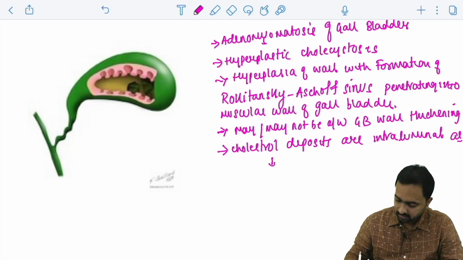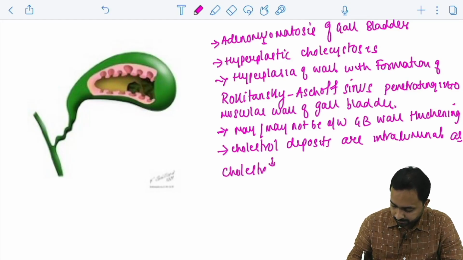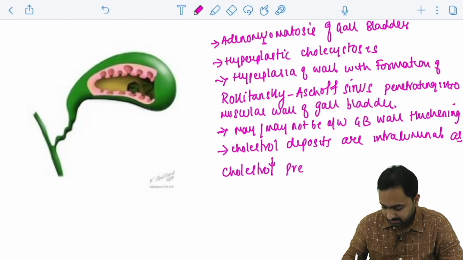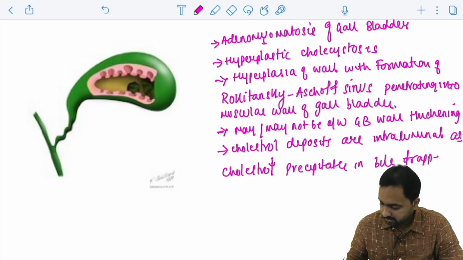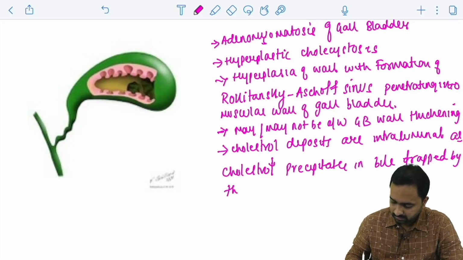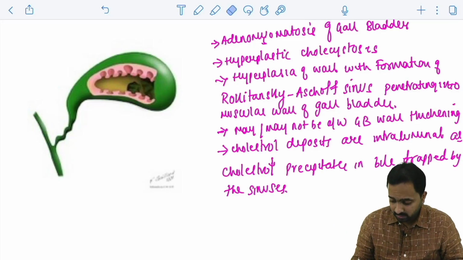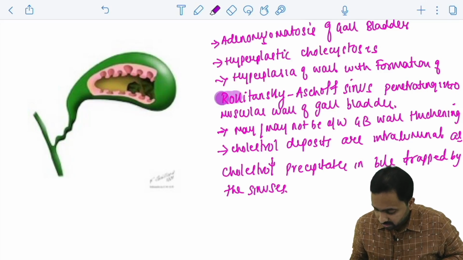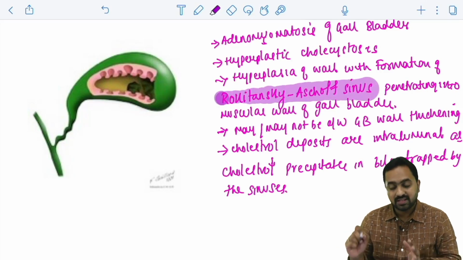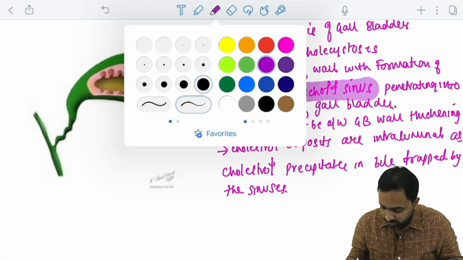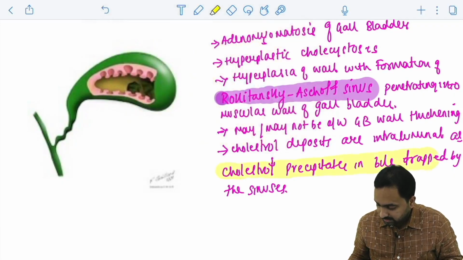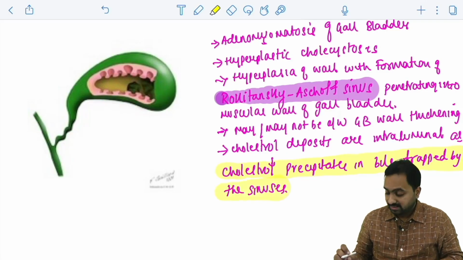as cholesterol precipitates in bile trapped by the sinuses. Of all the things in this adenomyosis, what I would like to remember is the Rokitansky-Aschoff sinuses, right? And that the cholesterol precipitates in the bile trapped by the sinuses, hence it is intraluminal.